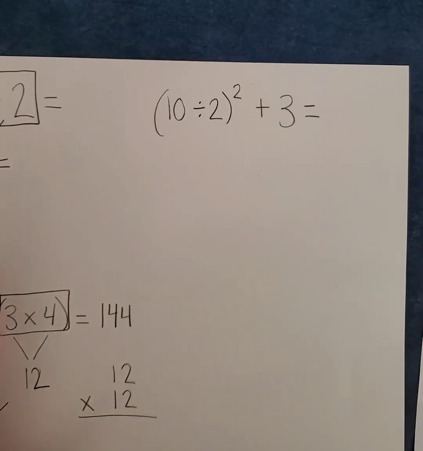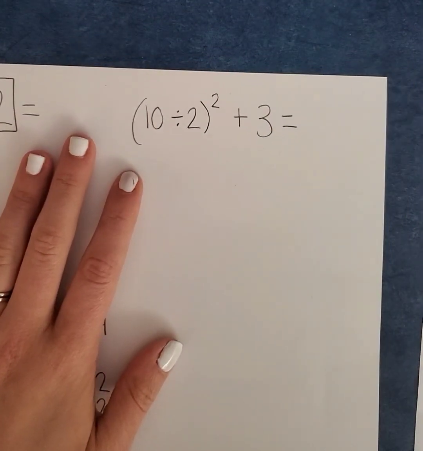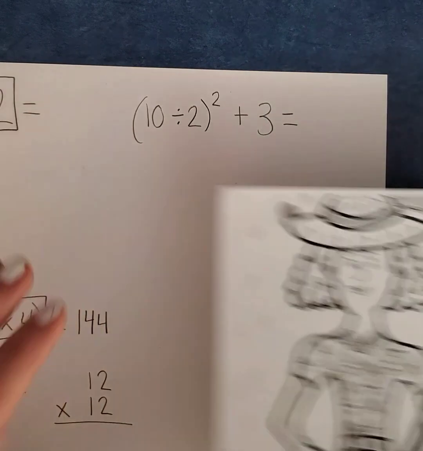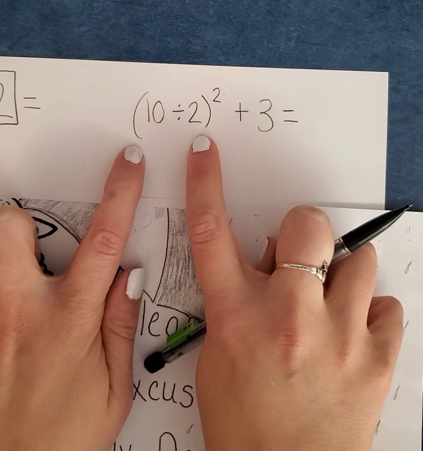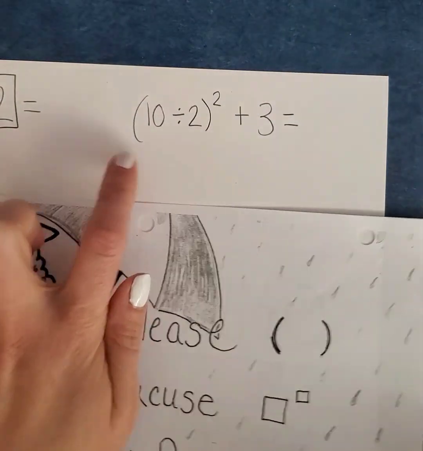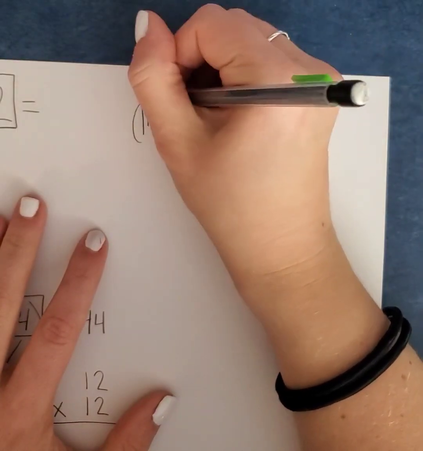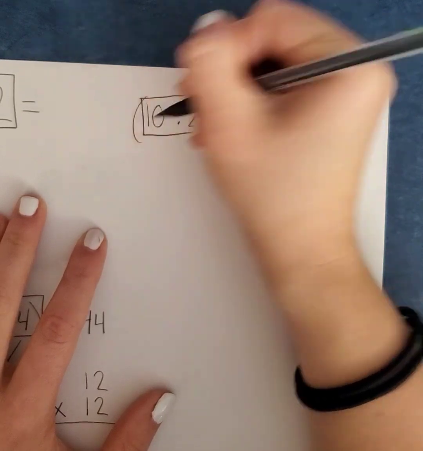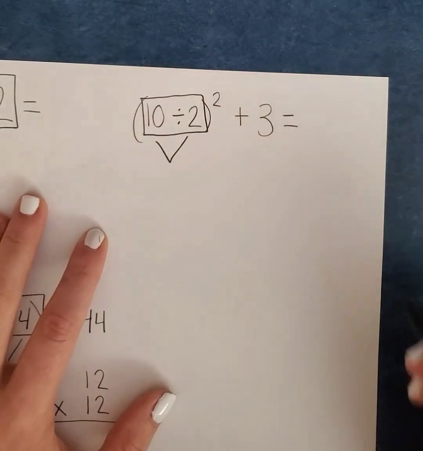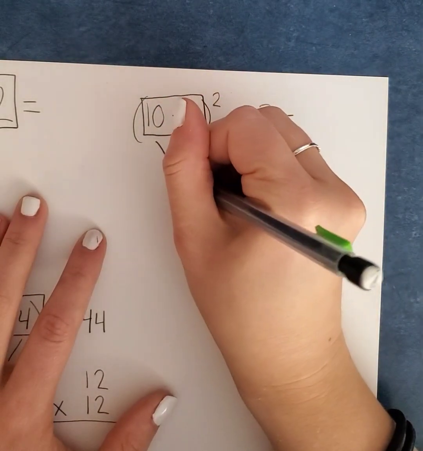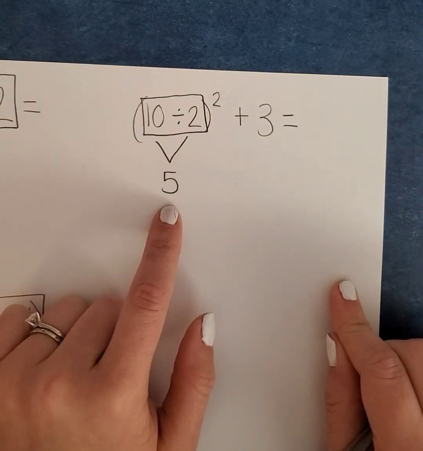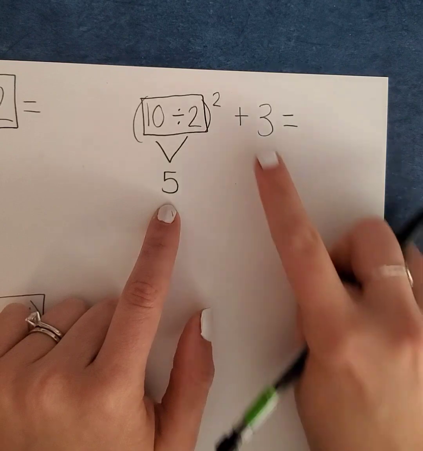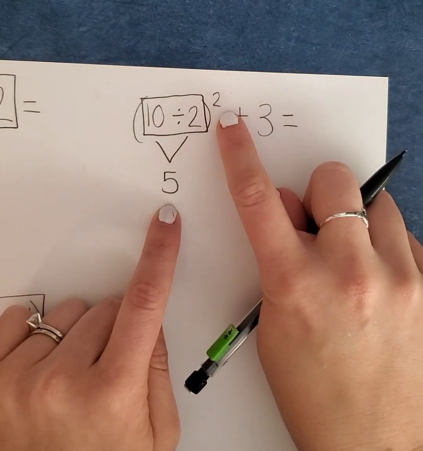Now let's go to this one. Again, a little bit harder. In this case, I have a parentheses. So again, that's where your eyeballs should go first, is what's inside the parentheses. So we're going to box this up. 10 divided by 2, I know, is 5, because 5 times 2 would get me 10. So it's 5. Now, there was, on the outside of the parentheses, an exponent.